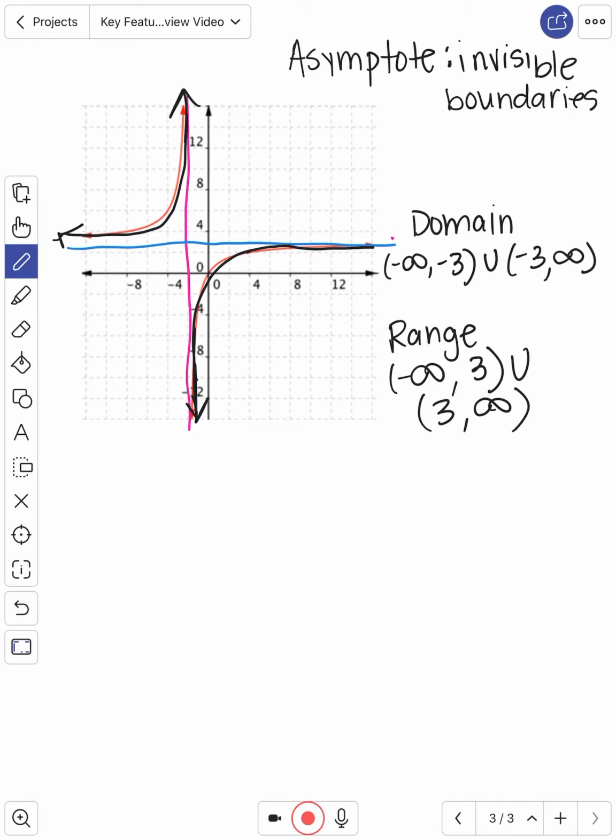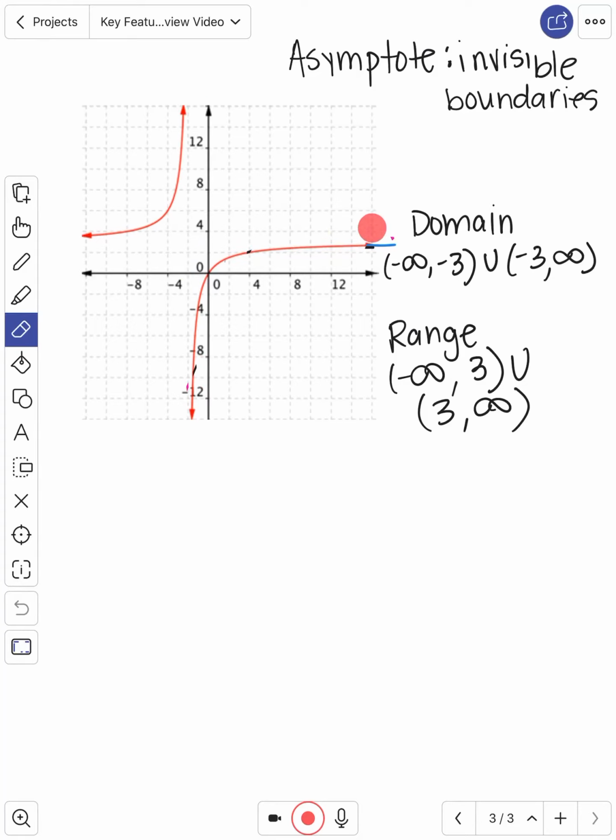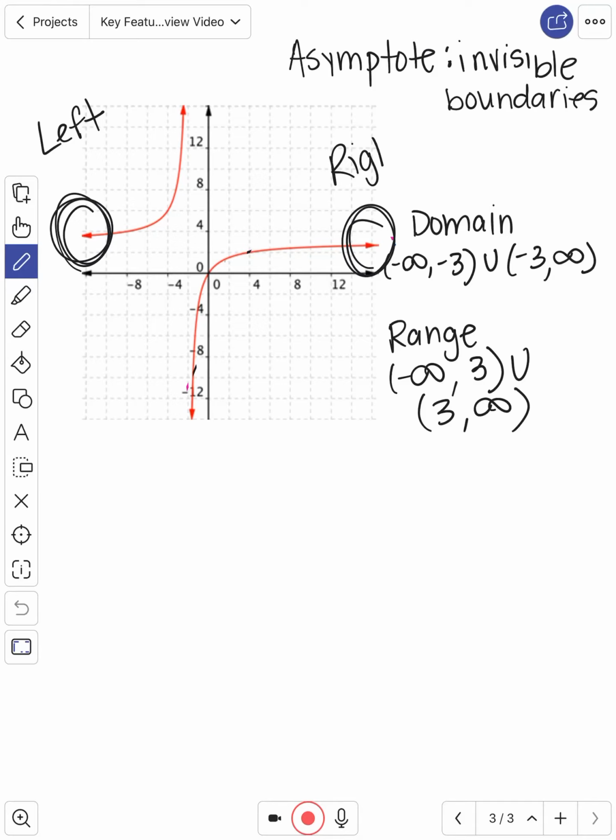All right, so then we have some end behavior. I really like to talk about end behavior with these types of problems. So where are my ends? Because I see 4 different arrows. The ends are whatever ends are on the far left side or the far right side. So the far left is this end, and this far right side is the right side.